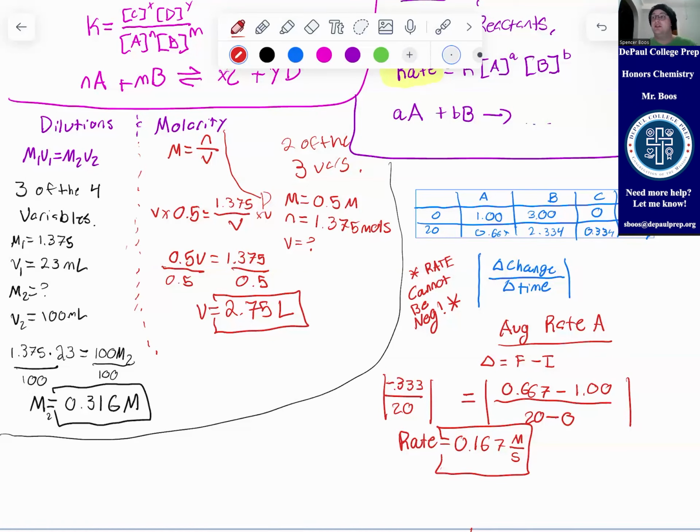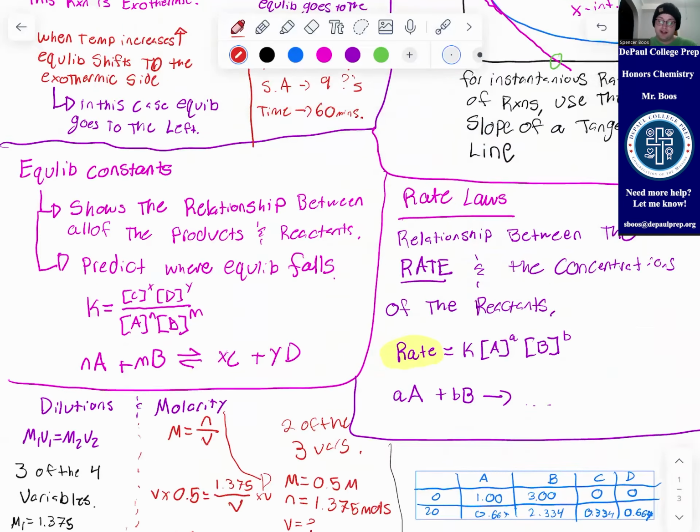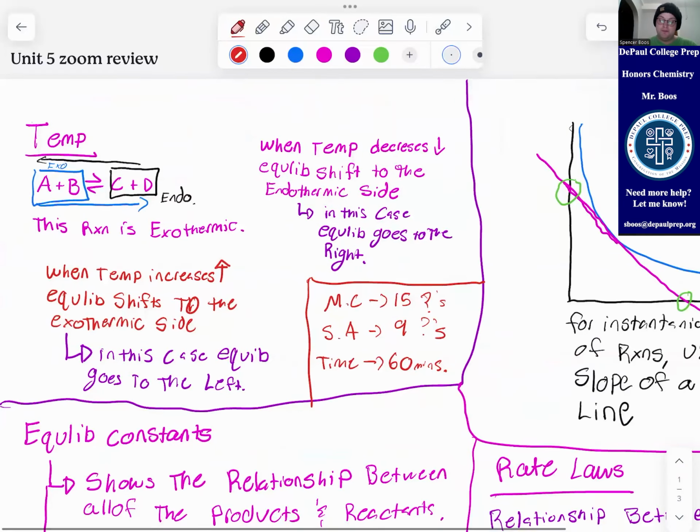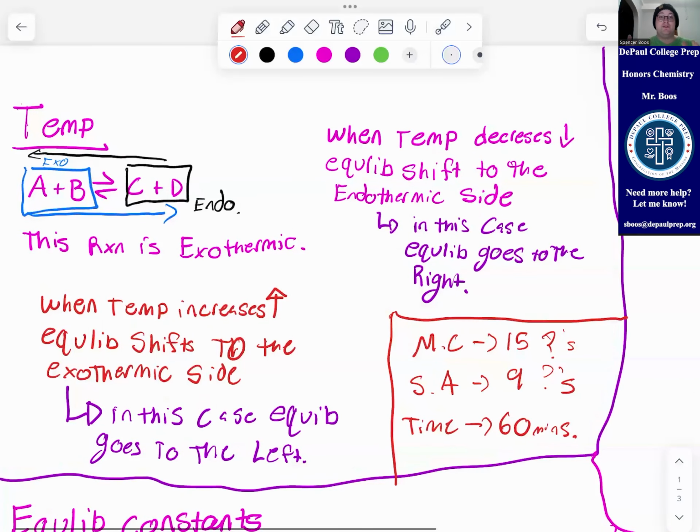Can you give an example of a question for the change in temperature? Sure. It's very similar to like this one. So like if the reaction is exothermic and I increase the temperature, what happens? Right? Or if it's endothermic and I increase the temperature, then what happens? Right? That is a good example of a multiple choice question or a short answer.